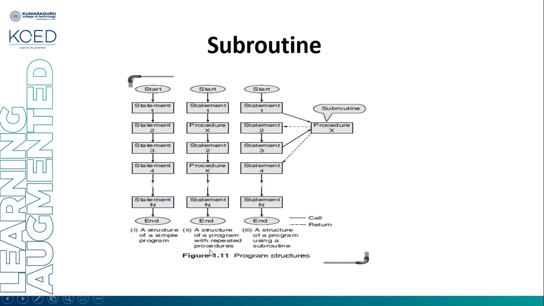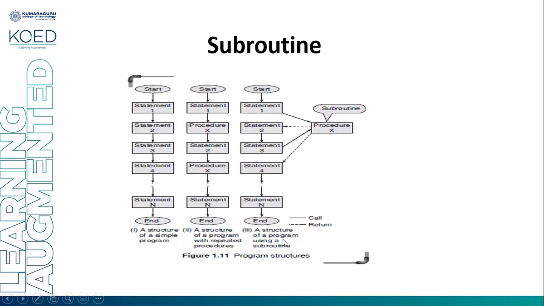Next, structure of a program with repeated procedures. We have start, statement 1, and procedure X, a set of code, and then statement 2 and procedure X. The same code is repeated twice. Procedure X is repeated twice in the program. It's a duplication of the code. The code of procedure X is given here and repeated here also.